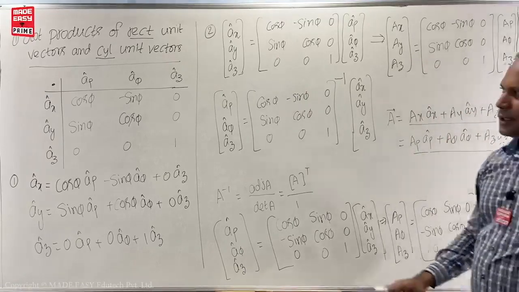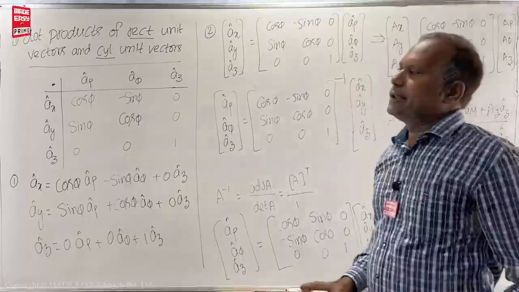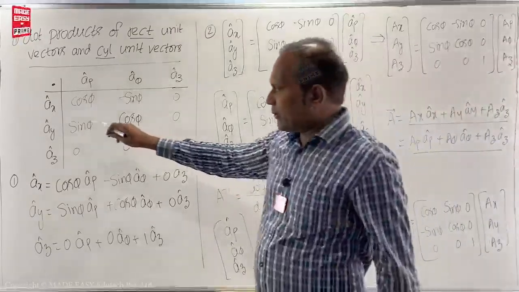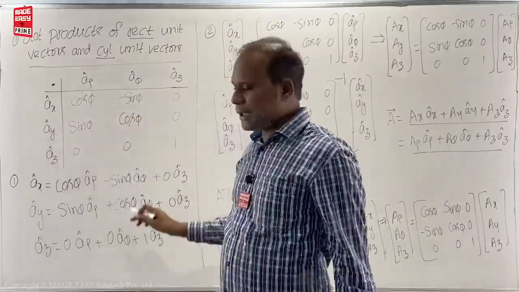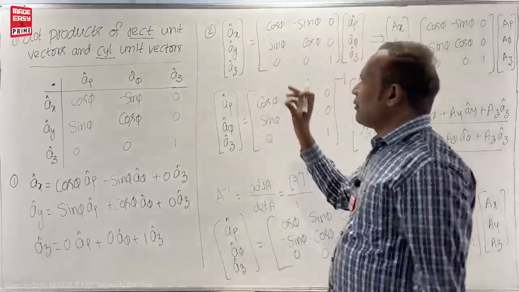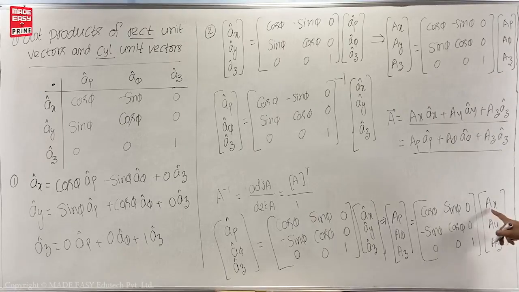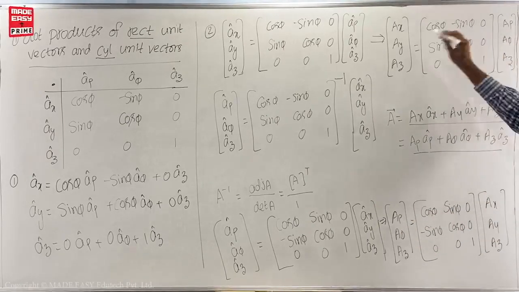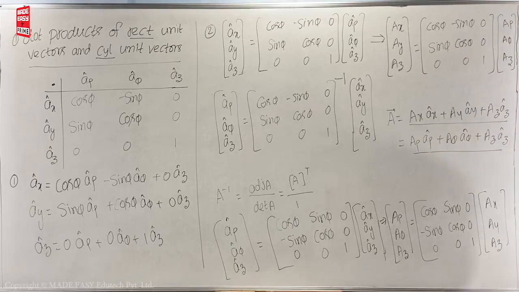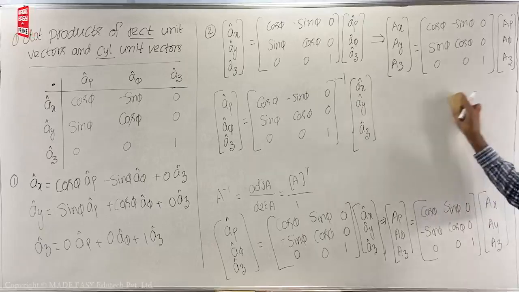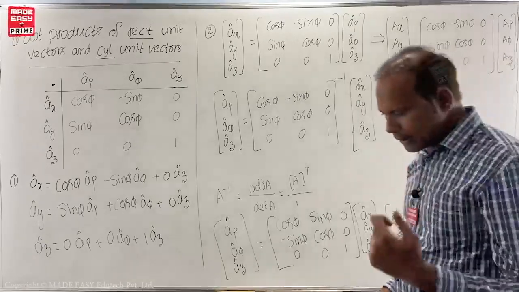So ultimately, what is the discussion here? The discussion is this table, and how to use that table. You can write unit vectors of this coordinate system in terms of the other coordinate system's unit vectors. Given a vector in the rectangular system, you can convert that to cylindrical. Given a vector in the cylindrical system, you can convert that to rectangular. In this way, you can use that table. I will solve one example so that you will understand.